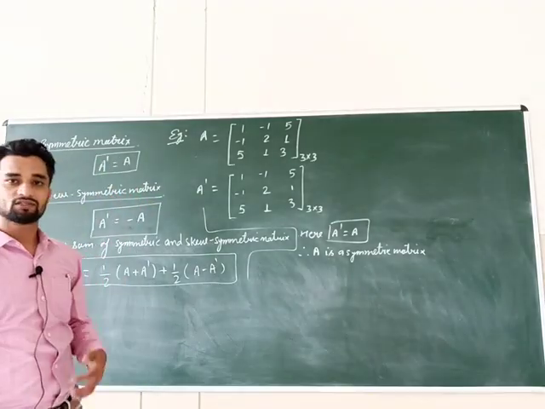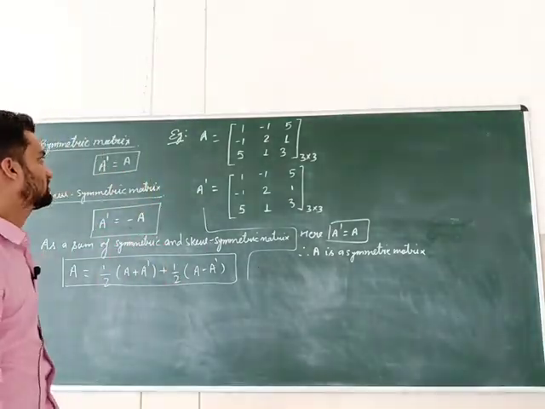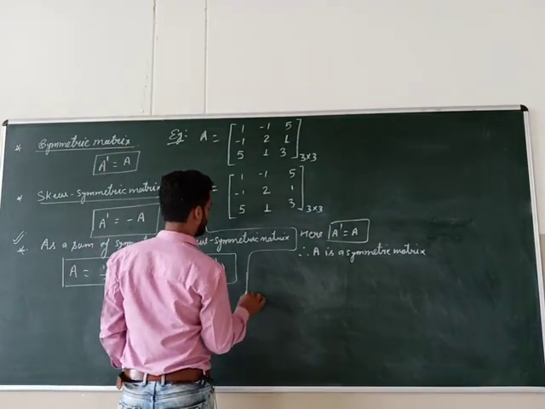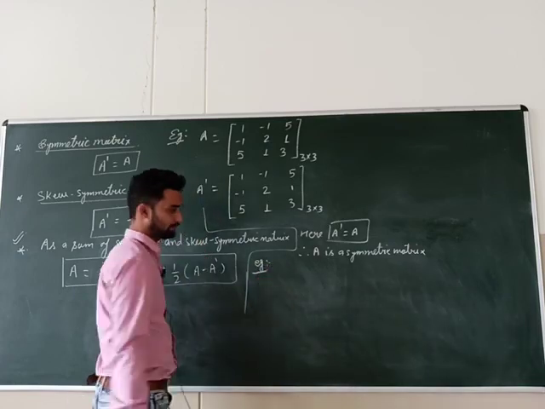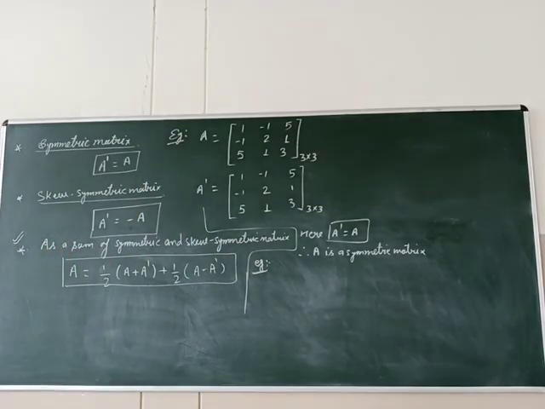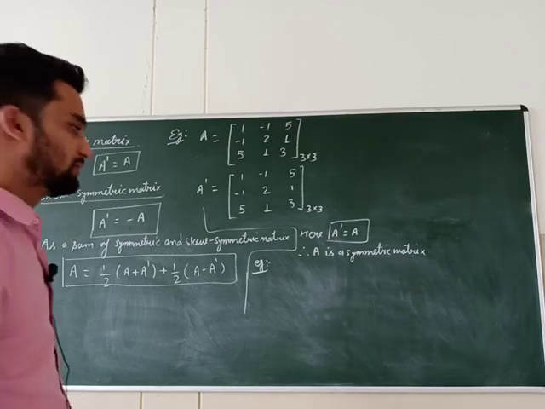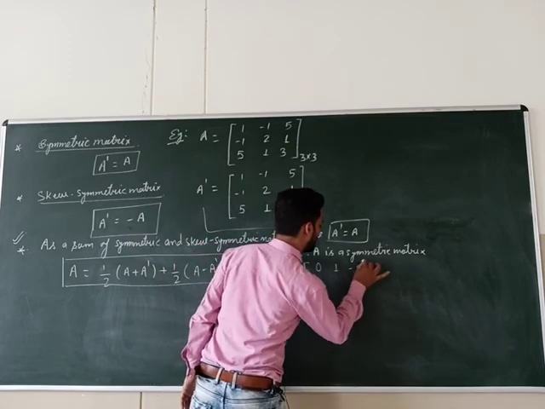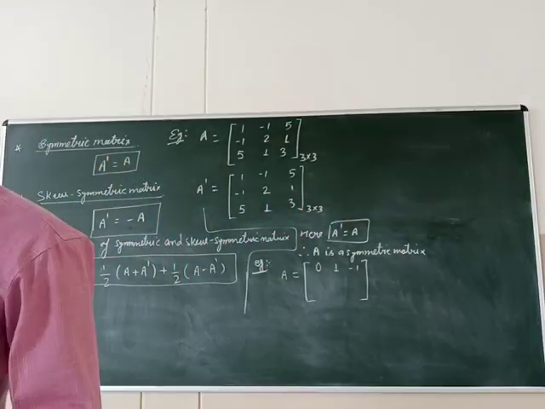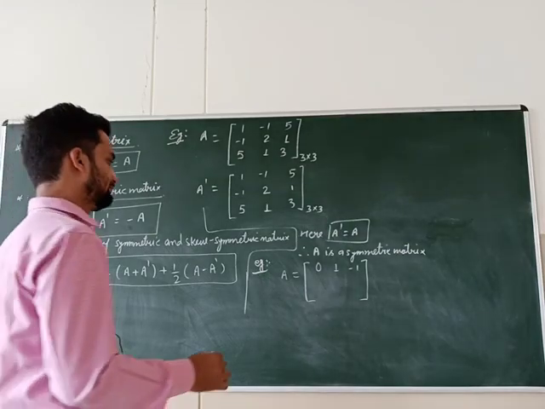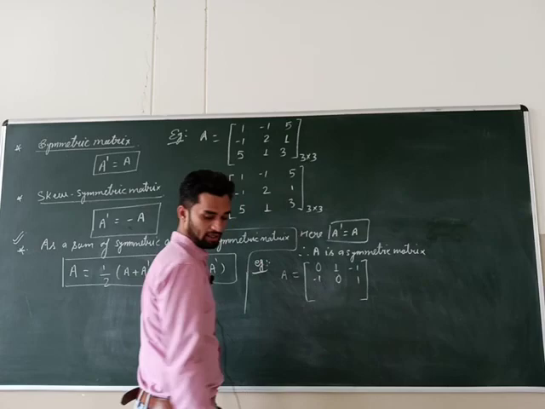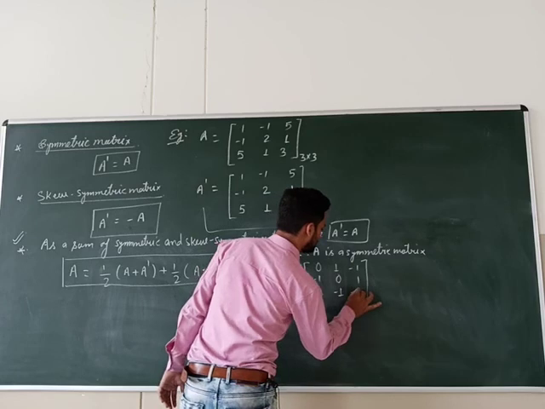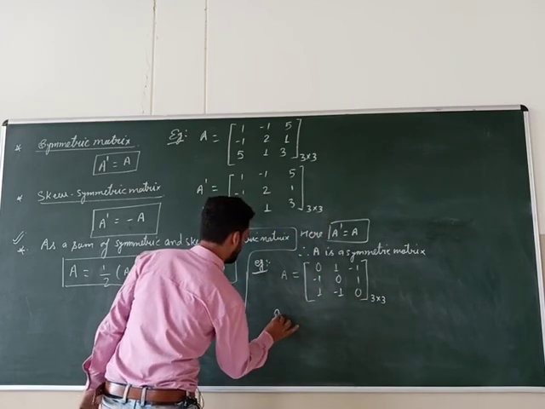Now take one more example for checking whether the given matrix is a skew symmetric matrix or not. So example second, the same question 7, second part. A equals first row 0 1 minus 1, second row minus 1 0 1, and third row 1 minus 1 0. This will be of order 3 cross 3. Again we have to find A dash.